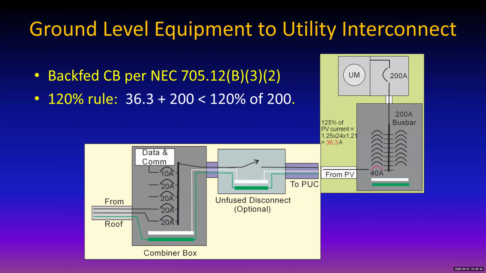So, in any case, this is called the 120% rule. So 120% of 200 is 240, and 200 plus 36.3 is less than 240. So as long as you connect at the end of the bus bar opposite the main circuit breaker, then you can use this method of connecting.